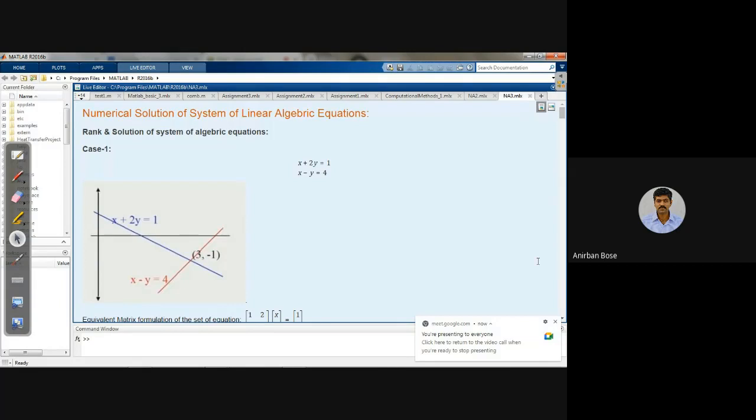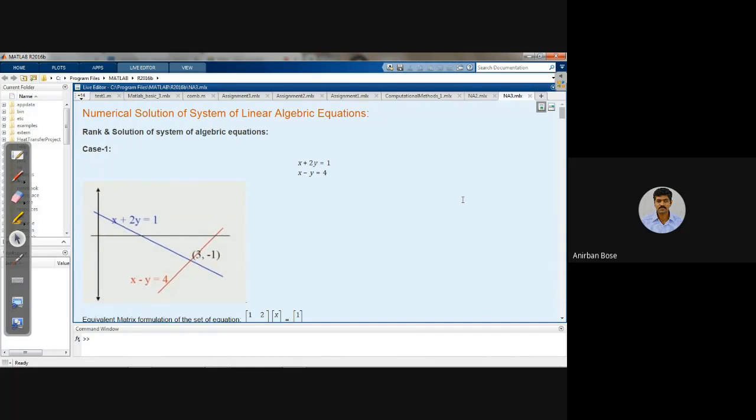In this lecture, we are going to discuss the numerical solution of a system of linear algebraic equations. Initially, we'll start with some very basic concepts of how to analyze a particular system of algebraic equations. We'll discuss the rank and how important this rank is in finding out the nature of the system of linear algebraic equations regarding the solution of that.